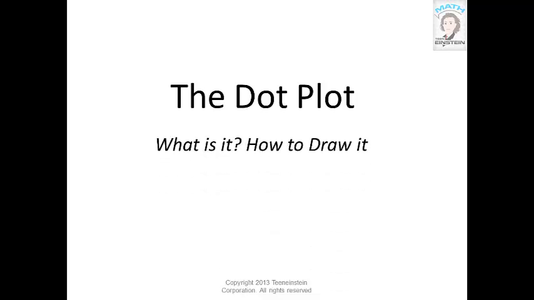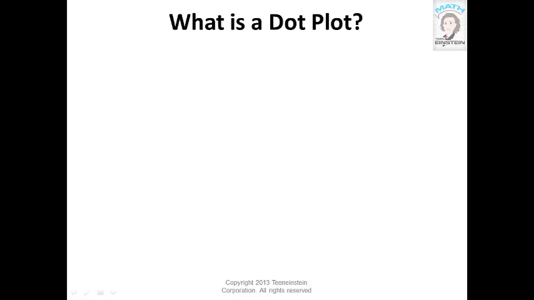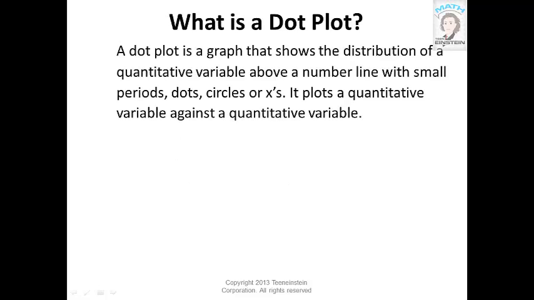We are going to see what the meaning of dot plot is and how to draw it. This is a very easy tool and also very powerful. Okay, so what is a dot plot? A dot plot is a graph that shows the distribution of a quantitative variable above a number line. We are going to use a number line with small periods, dots, circles, and we can make any symbols like this. It plots a quantitative variable against a quantitative variable.